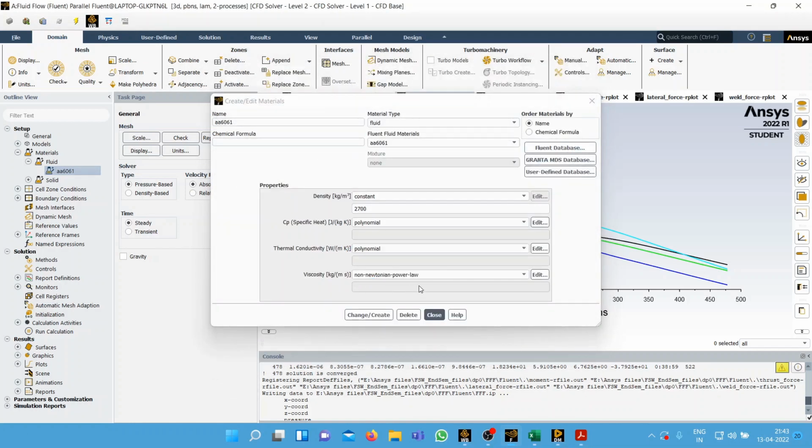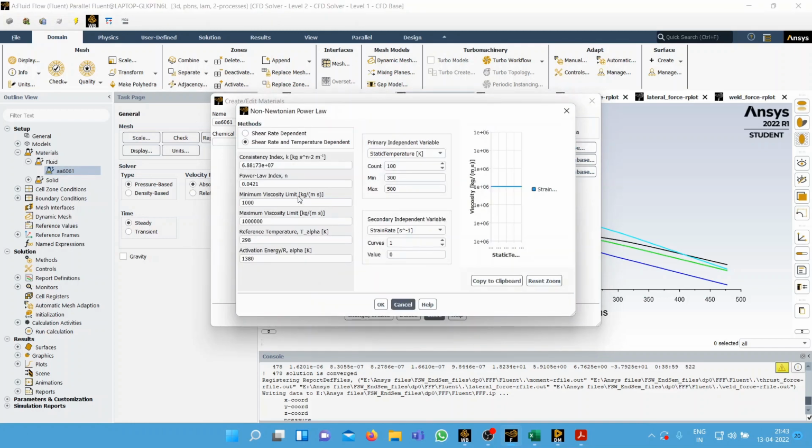And the viscosity, a non-Newtonian power law, is considered here, and all the data is provided. The consistency index is taken as 6.88 into 10 power 7, and the power law index is 0.0421. Minimum viscosity, it is going to be around 1200, so minimum viscosity is taken as 1000, and the maximum viscosity as 10 power 6.